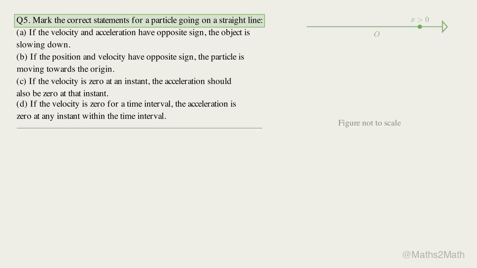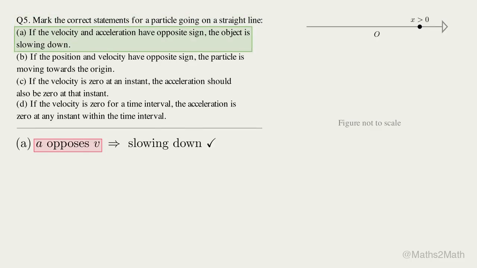Question 5. Mark the correct statements for a particle on a straight line. Option A. If velocity and acceleration have opposite signs, the object is slowing down. Option B. If position and velocity have opposite signs, the particle is moving towards the origin. Option C. If the velocity is zero at an instant, the acceleration should also be zero there. Or option D. If the velocity is zero for a time interval, the acceleration is zero at any instant within it. What does this mean? Sign reasoning on one axis. Check each claim, hunting for a counterexample.